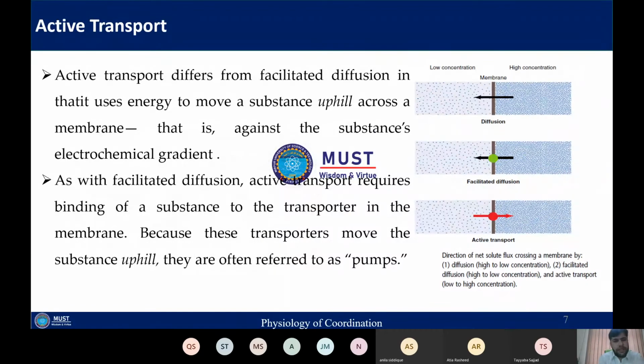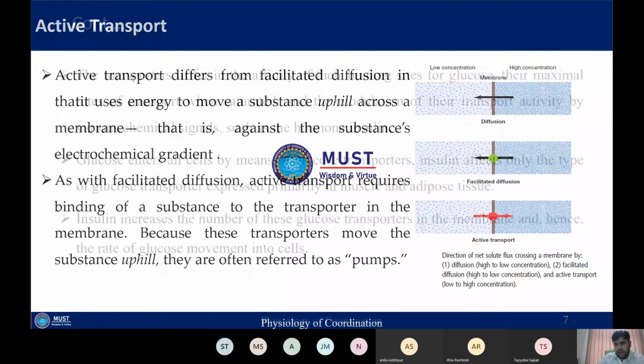The second type of mediated transport system is called active transport. Active transport, as all of you know, differs from simple diffusion or facilitated diffusion in the sense that it involves the expenditure of energy, and the molecules always move from lower concentration to higher concentration, that is, against the concentration gradient. Active transport is carried out in a similar fashion to facilitated diffusion, in that specialized proteins called carrier proteins are required.